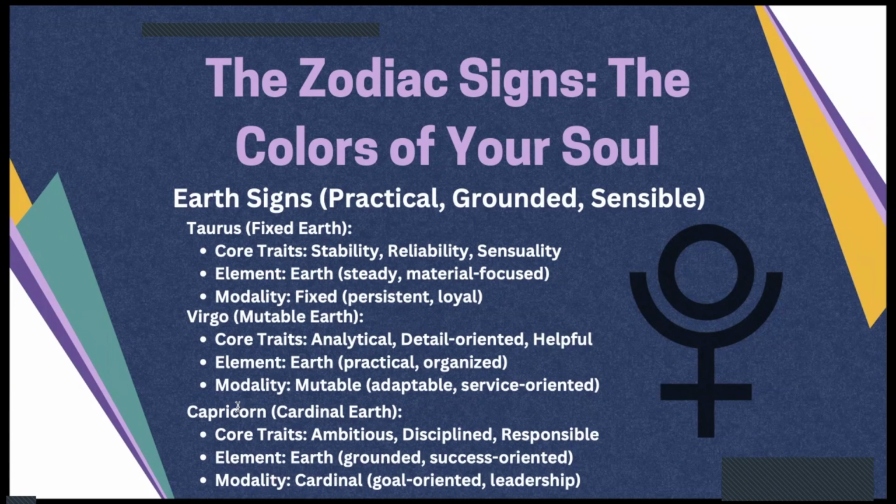For Virgo, the way that Virgo expresses the earth element of mutable earth is going to be analytical, detail oriented, and helpful. Practical and organized. Mutable, adaptive, service oriented. That's the sixth house. Virgo, ruled by Mercury.